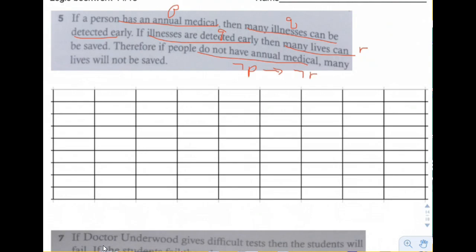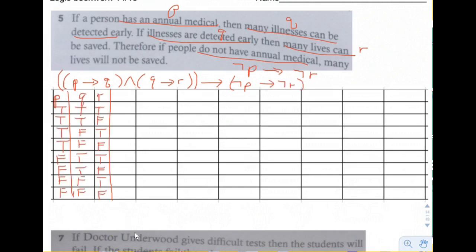Not R. Okay. So we'll write this out. If annual medical, many illnesses can be detected early. Okay, and then we're going to AND that with illnesses are detected early, then many lives can be saved. Okay. Therefore, so after all that, we're going to say therefore, if people do not have an annual medical, then not P implies not R.